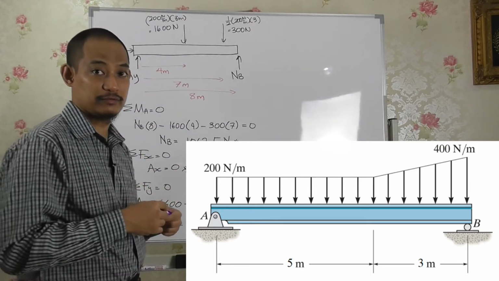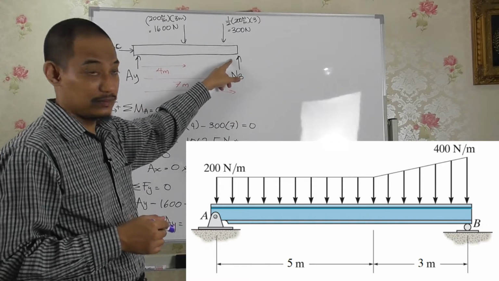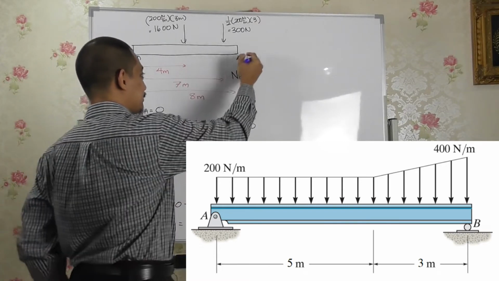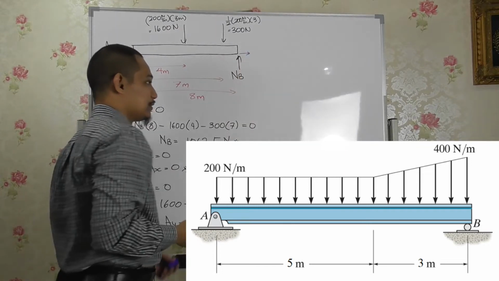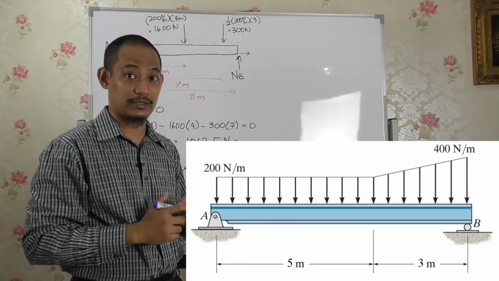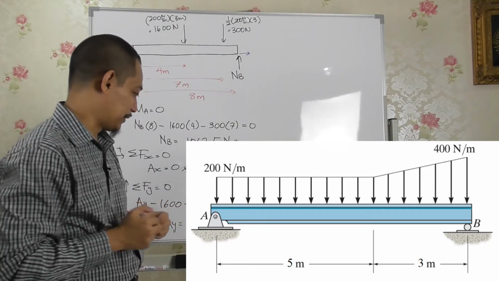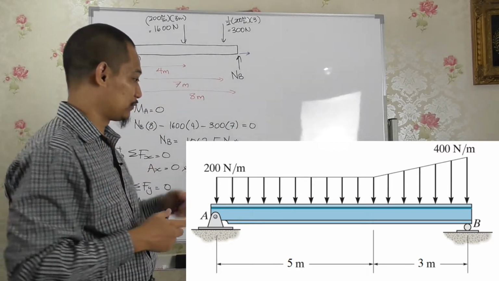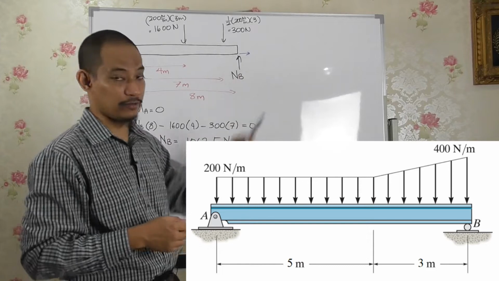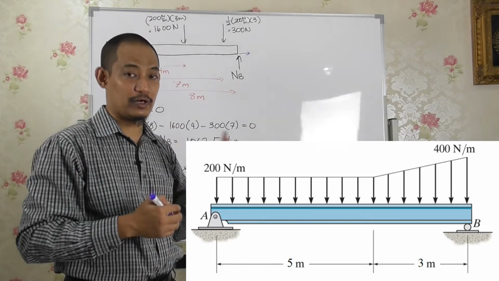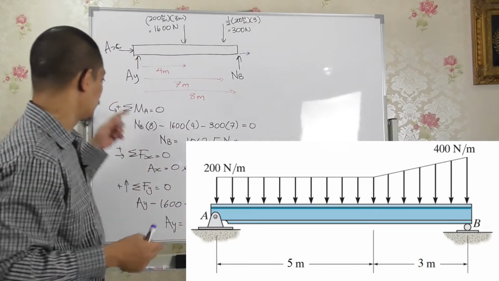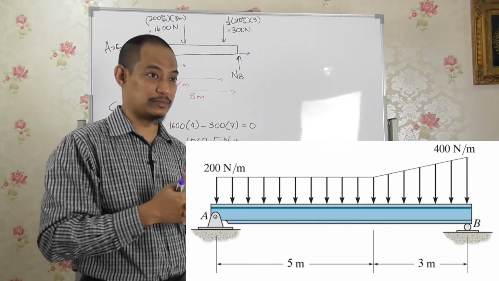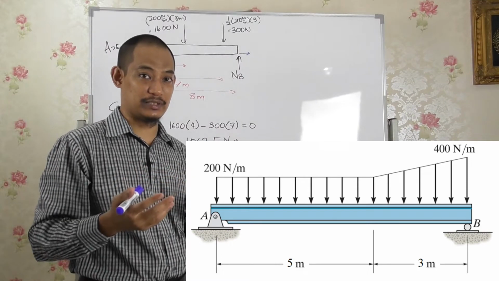When you have a pin support here as well, rather than a roller like this, it means that you will have X and Y support reactions there, right? So what will happen? As a whole, you have 4 unknowns, right? 1, 2, 3, and 4. And with 4 unknowns and only 3 equations, 1, 2, 3, you cannot solve. So it's basically statically indeterminate, right?